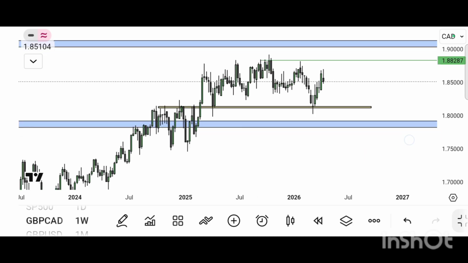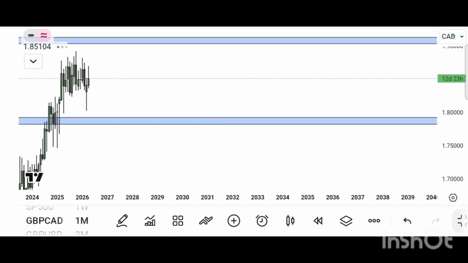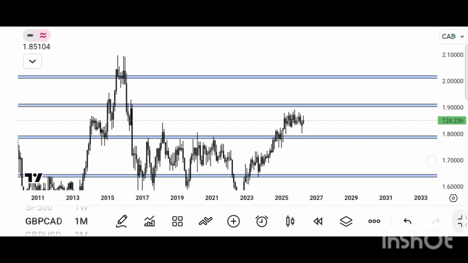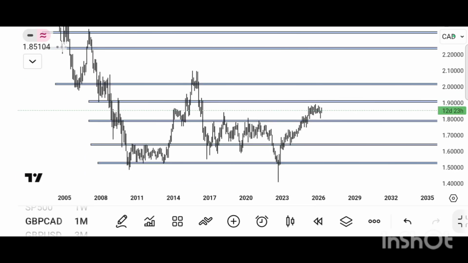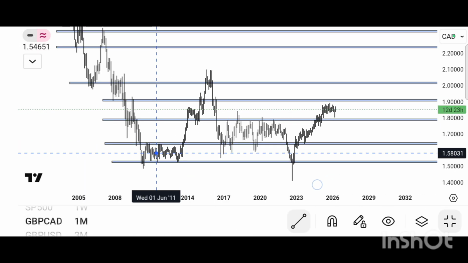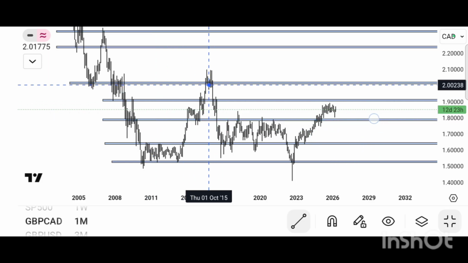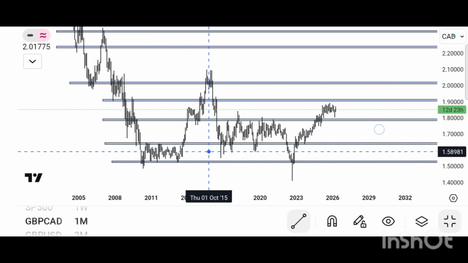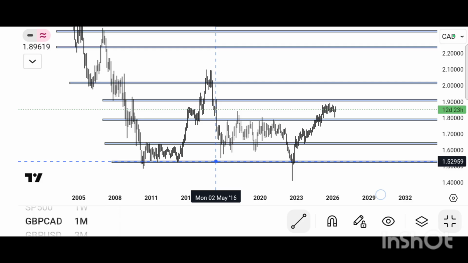So let's go. On the monthly time frame, let's check the directional bias. Now this GBP/CAD, I don't like trading GBP/CAD because I have my reasons. GBP/CAD has somehow been in a range between this zone and this zone, between this point and this point here. Are you getting me?